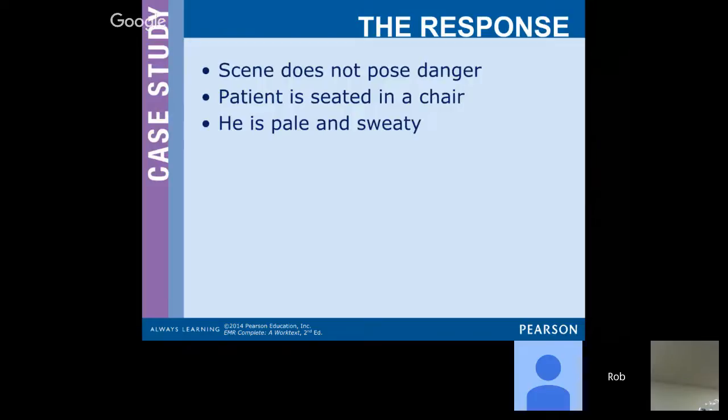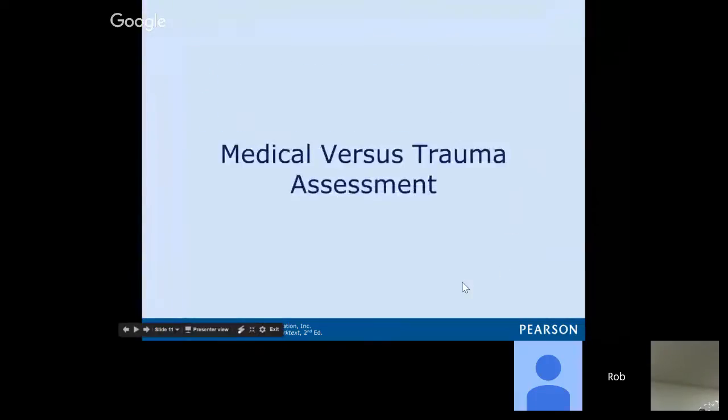I'd say unstable. Why are you going to say unstable? I mean, you're right, but why? Because he is pale and sweaty. Pale and sweaty. So it's a good observation. Good job. Look at the skin. You see that it's pale in color and sweaty. We know that things aren't working. Blood's not getting to where it needs to be, right? So this is not normal. One of your very first signs there. So medical versus trauma assessment.